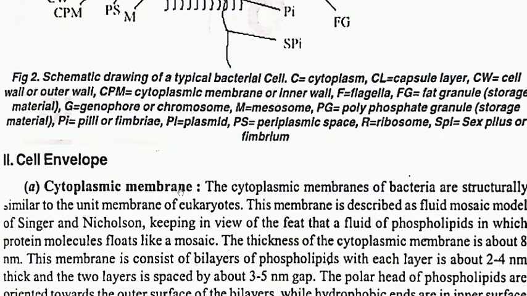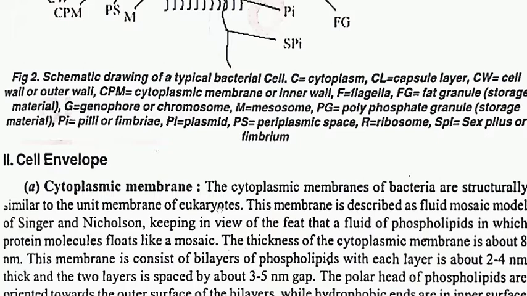First is the cytoplasmic membrane. What is the cytoplasmic membrane? It is a very important part of the bacteria, and it is structurally similar to the unit membrane of eukaryotes. If we disrupt this cytoplasmic membrane, it will result in cell death, and therefore it is essential for the survival of the cell.